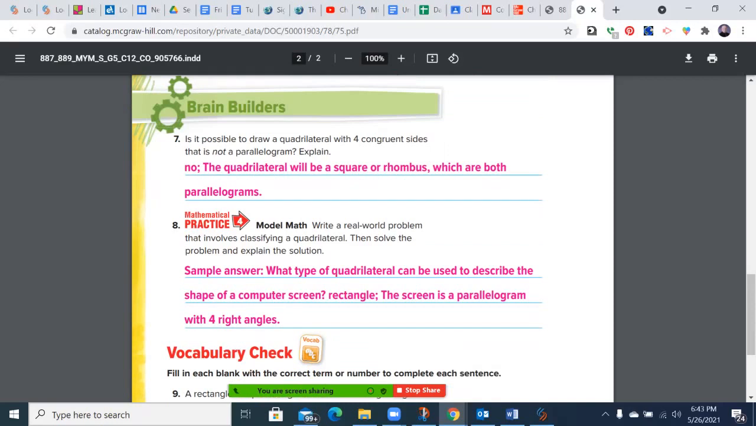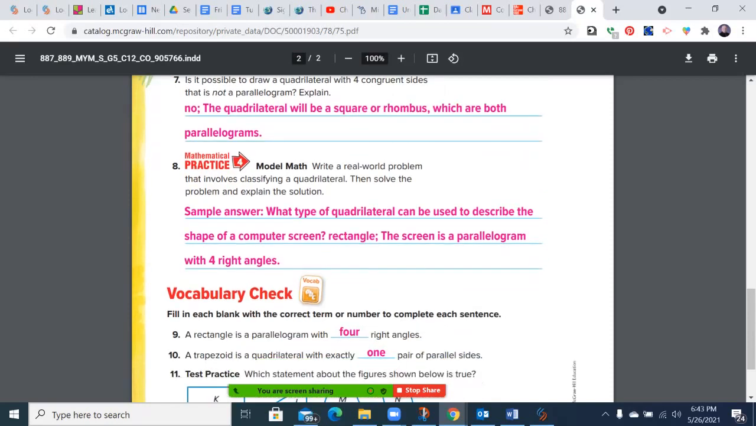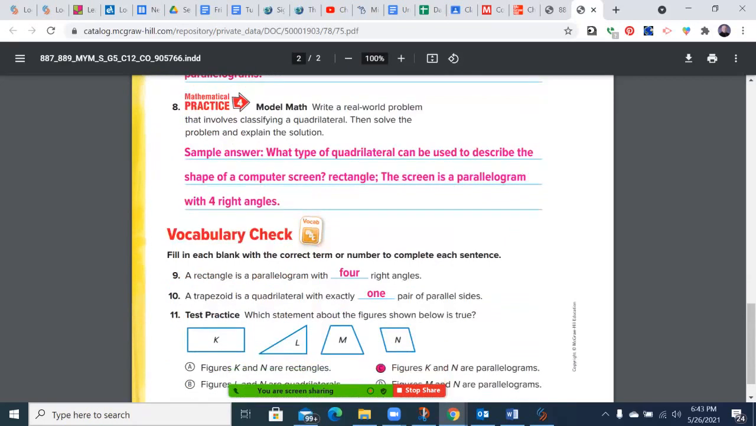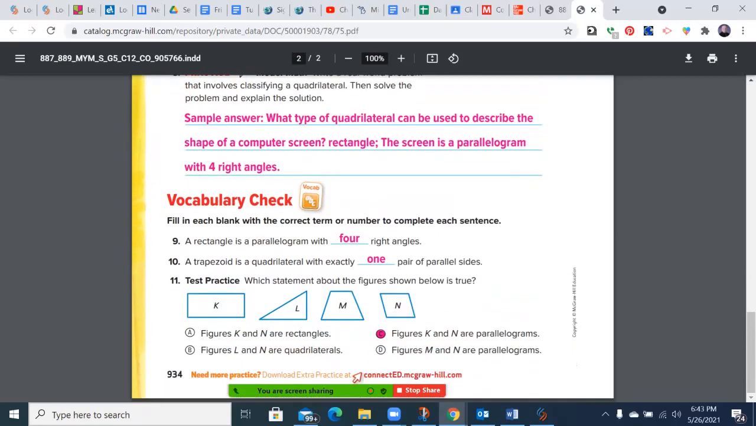And what type of quadrilateral can be used to describe the shape of a computer screen? Could be a rectangle. You might oddly have a square, but it's really a rectangle as well. And then a rectangle is a parallelogram with four right angles. Trapezoid is a quadrilateral, exactly as that key word there. And what's true about these? K and N are parallelograms.